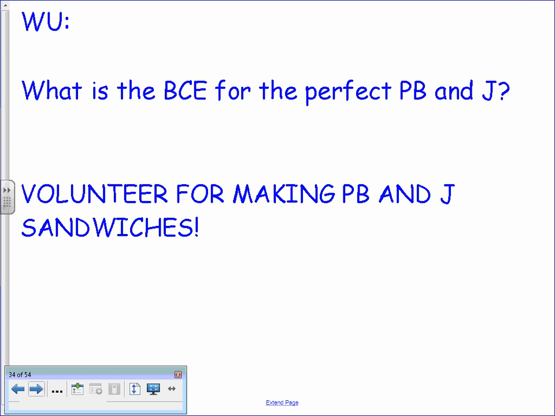My slices of peanut butter. Slices of peanut butter. And then my slices of jelly. Okay, so how do you make the perfect peanut butter and jelly sandwich? Bread, peanut butter, jelly, bread. Okay, 2 pieces of bread, one slice of peanut butter, and one slice of jelly, and then another slice of bread. Okay. You got the recipe.